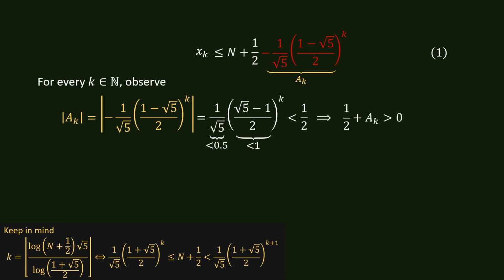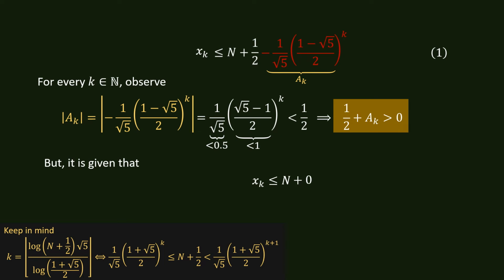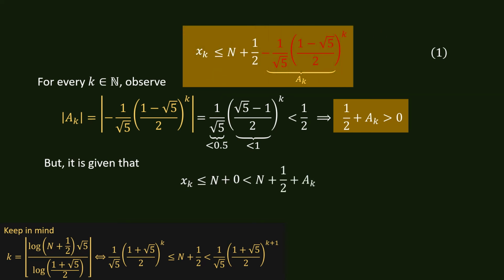Opening the absolute value bracket, we have half plus ak is greater than 0. But from the equation, we have xk is less than or equal to n. Since n is equal to n plus 0, and 0 is less than half plus ak, we have xk is less than n plus half plus ak. Up to here, we have proved inequality one, which is the first part of our purpose.